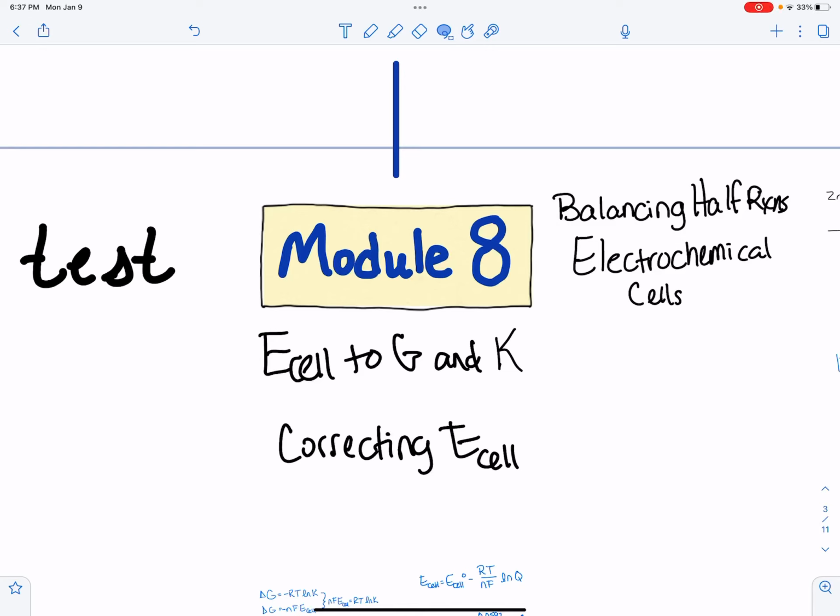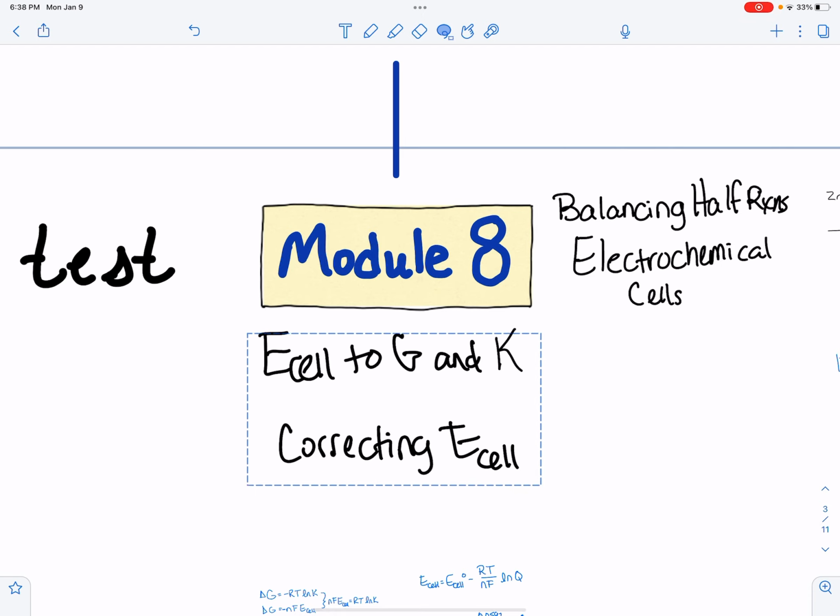All right, so you're getting really close here. We have new material, no more ICE charts. Hooray, hooray. You're going to start off the week with a test, and then you're going to move into balancing half reactions in electrochemical cells, and then you're going to do E cell to G and K. This is all equations in here, so it's just using these.